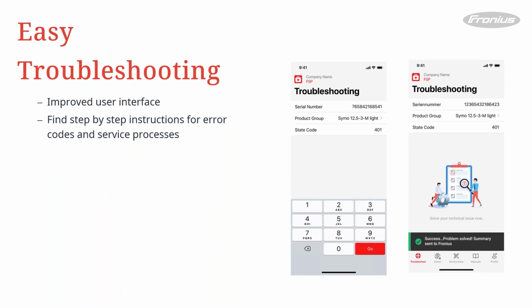And easy troubleshooting. By using SOS, you can simply put in the serial number of the inverter and the state code that comes up on the inverter, and then follow through the prompts step by step, and try to troubleshoot using those steps. And if none of those steps work, a replacement inverter or a component can be requested by using the SOS.